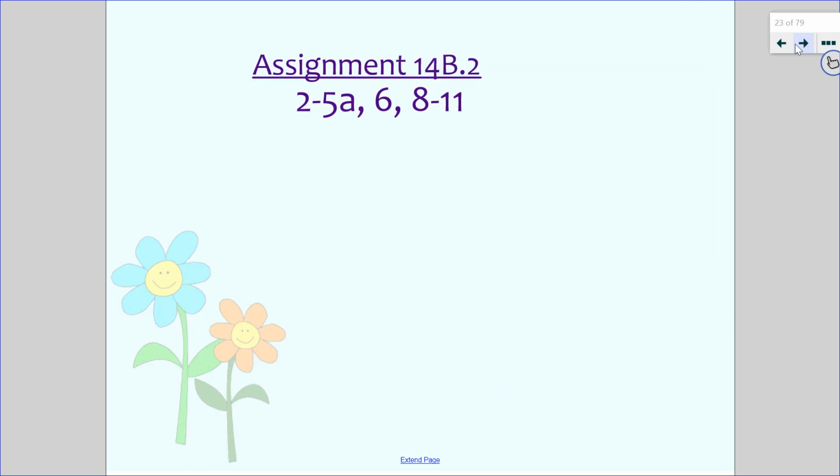Here is your assignment. There is some reading in your book that explains this as well, and walks you through it. If you want to take a look at pages 388 through 390, that also has some worked examples. If not, here is your assignment 14B.2. You have the rest of class to work on that.